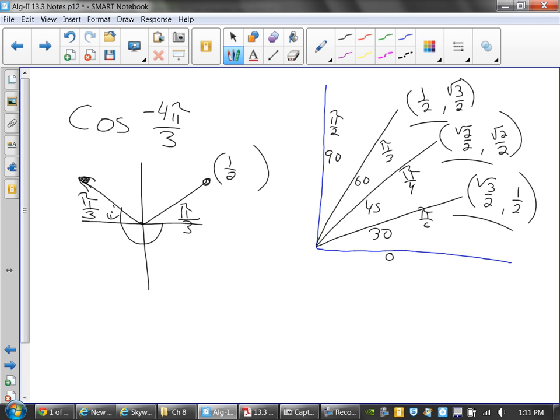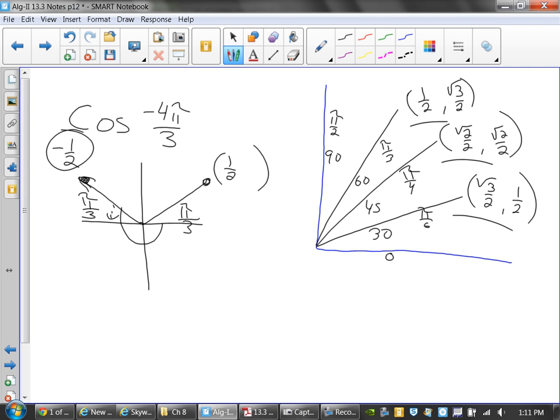When I come to the second quadrant, what happens to cosine? Negative. Your answer is -1/2. Cosine of -4π/3 is negative 1/2, not 1/2. Yep, so we're just trying to calculate that using the graph.